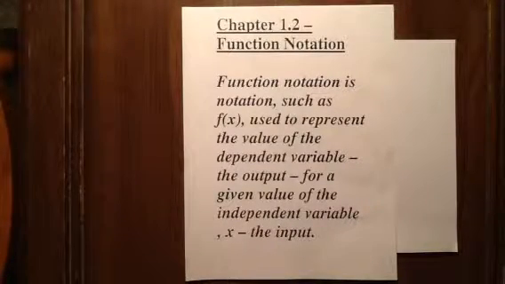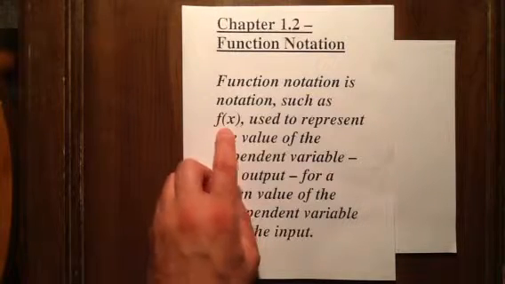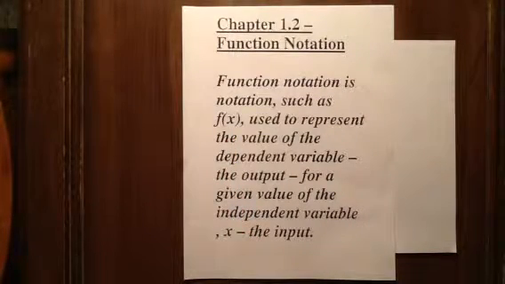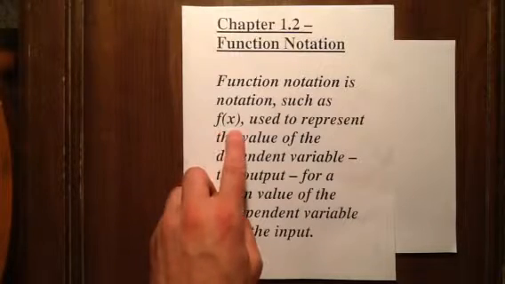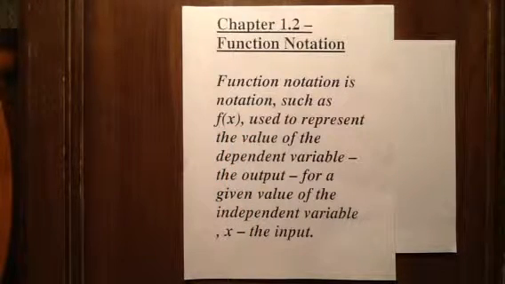In this lesson we talk about function notation. Function notation is notation such as f at x, that's used to represent the value of the dependent variable, or the output, for the given value of the independent variable, which is x, and x is the input. So, in other words, f at x, written like this, is the output of a function, or the y value, that we get when we input a certain value for x.